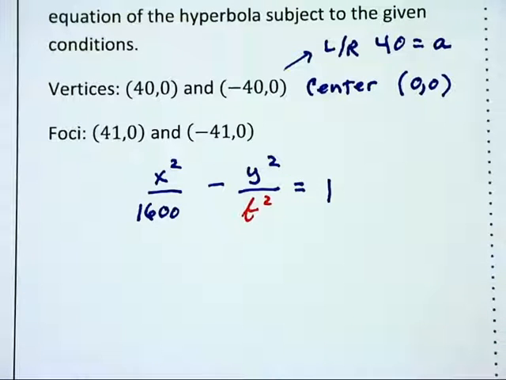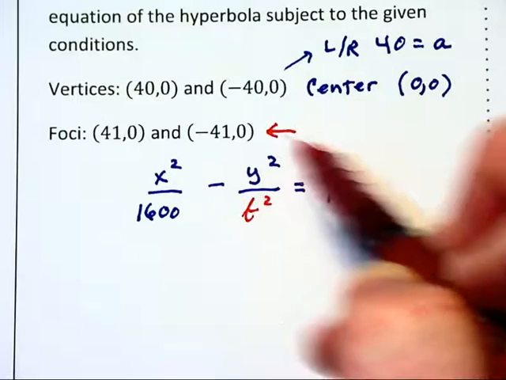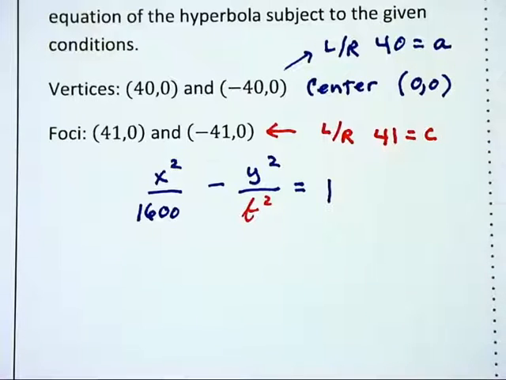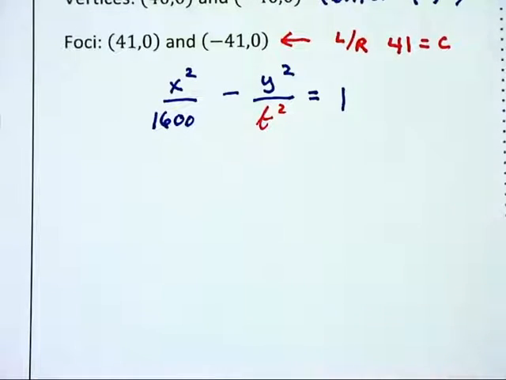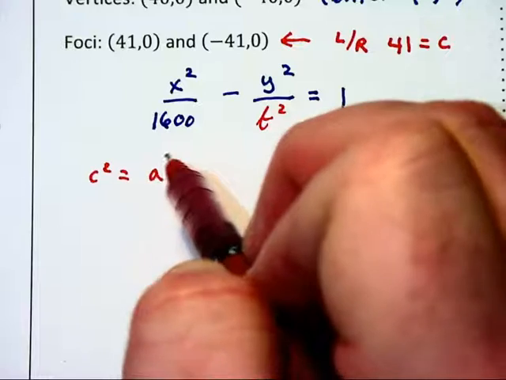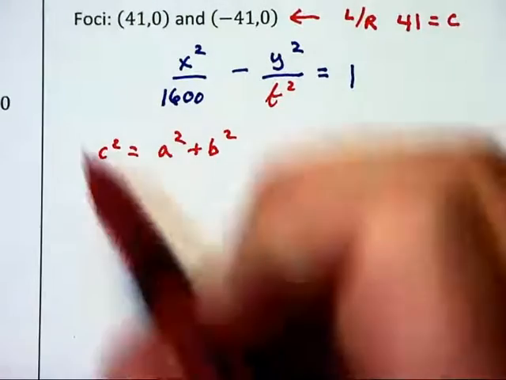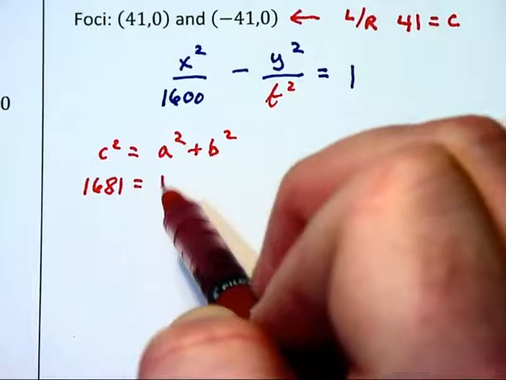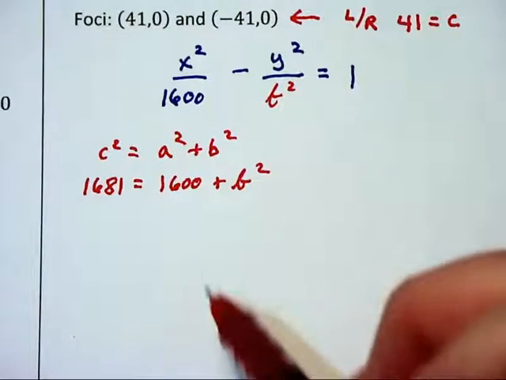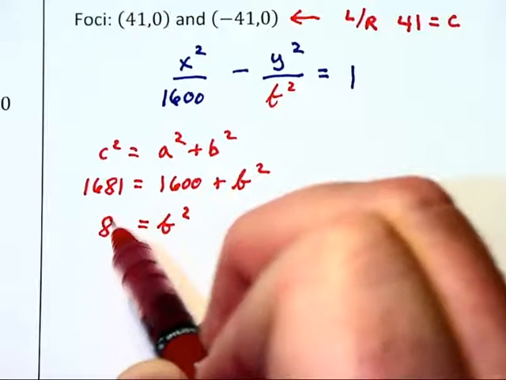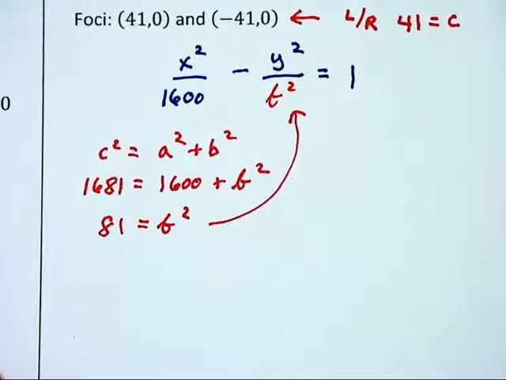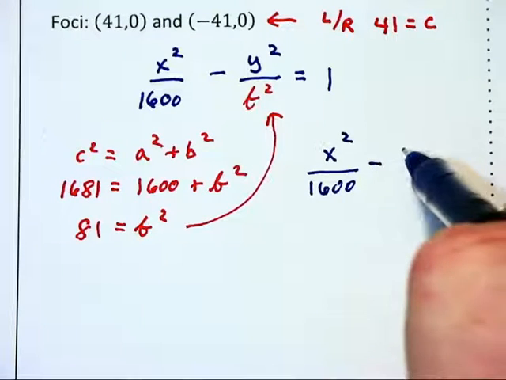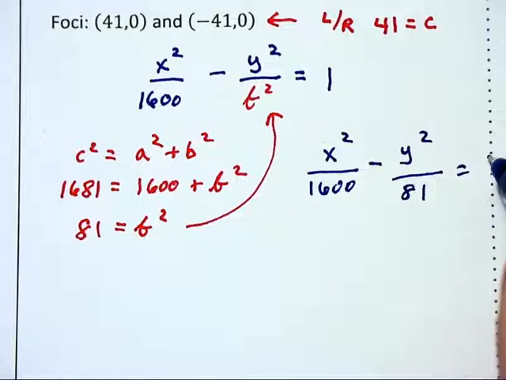And that's where the foci come into play. We can see that to get to the foci, we're moving left and right 41 units, and that means that c is equal to 41. So we go now to our equation. c squared is equal to a squared plus b squared, and that gives us 41 squared, which is 1,681, is equal to 1,600 plus b squared. And we can solve for b squared to get 81, and that's exactly the value we need to finish off our equation. And that equation will be x squared over 1,600 minus y squared over 81 is equal to 1.